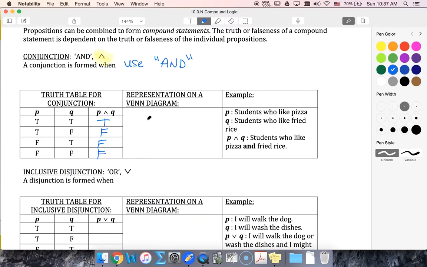So on a Venn diagram, we would think of this as A being pizza, B being fried rice. Here's the area we would be thinking about on a Venn diagram, the people who like pizza and fried rice. So our combined symbol in logic is the hat. In Venn diagrams, we use the intersection symbol, and both of these represent the word and.